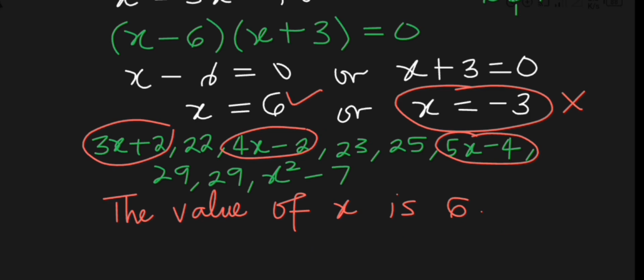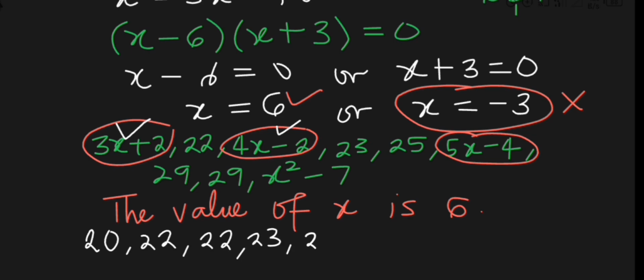Now with the value of x obtained as 6, the next question asks us to find the mean score of the applicants. To be able to find the mean score, we need to know what each applicant gets, especially the ones that are given in terms of x. Therefore, 3x plus 2, which is the first one, will be 3 times 6 plus 2. And this is 20. So the first applicant had a score of 20, the second 22. The third will be 4 times 6 minus 2, and that is another 22. We've got 23 next, followed by 25.